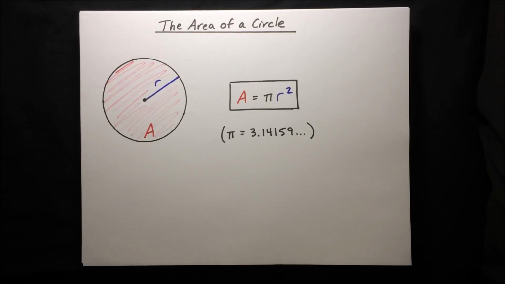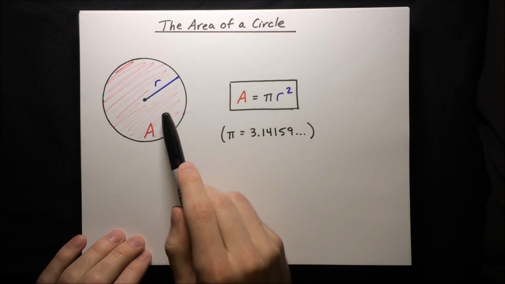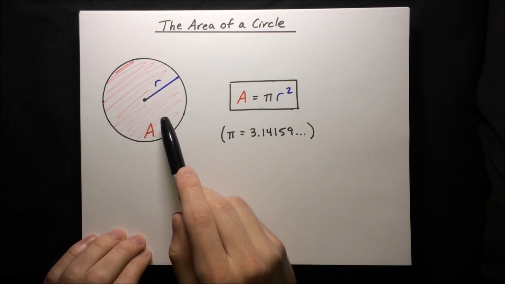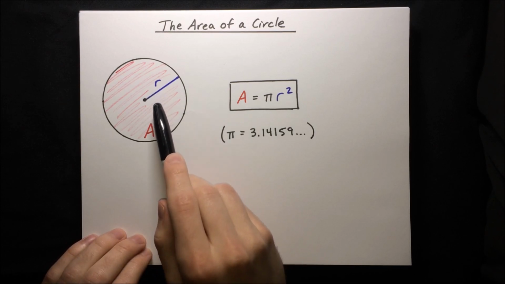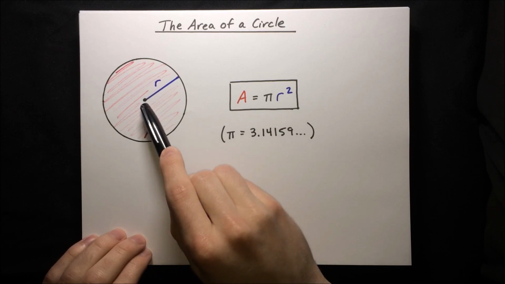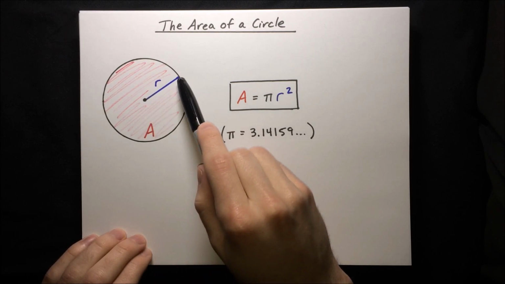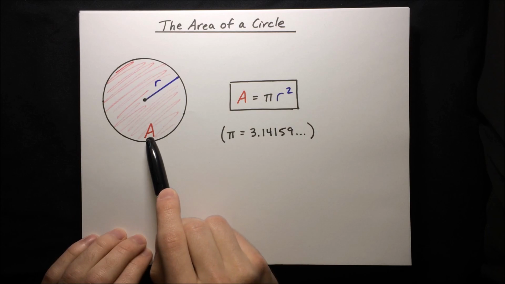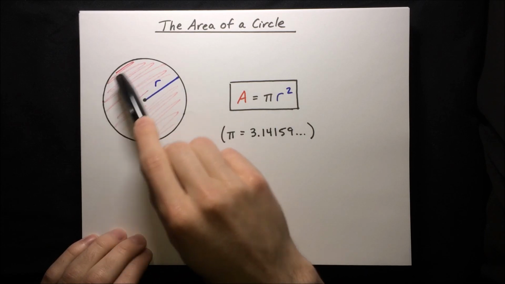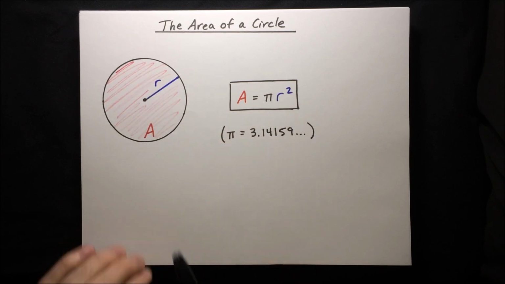In this video, I'm going to show you how to find the area of a circle. Here we've got a circle, and we've got two things labeled. First, there's the radius, r, which is the distance from the center of the circle to the exterior of the circle. And then we've also got the area, A, which is just the amount of space inside of the circle.